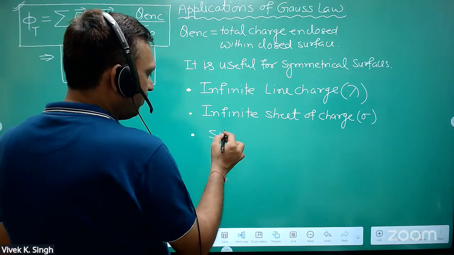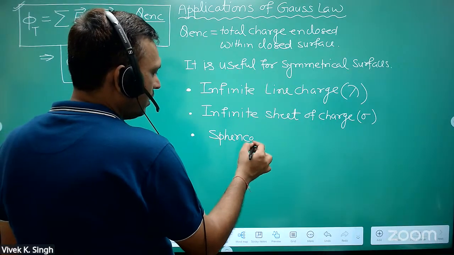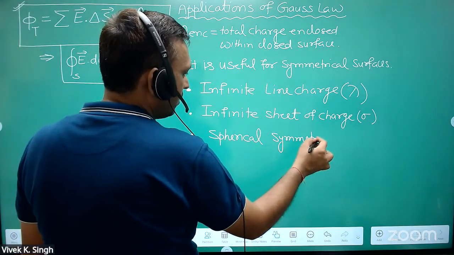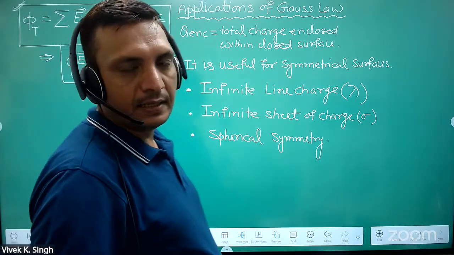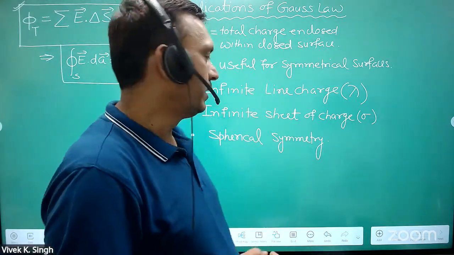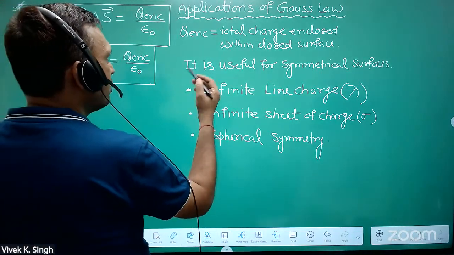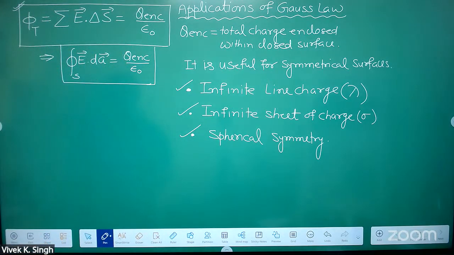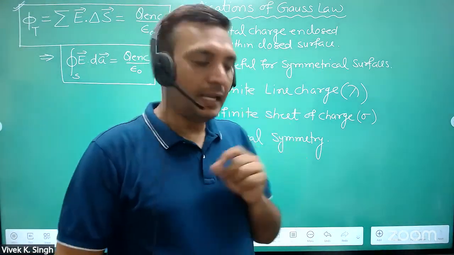Third symmetry is spherical symmetry. We will see a spherical shell, or if you have a solid sphere. So we have to see application of Gauss law in these symmetries. Okay? So we will discuss one by one. So let's see first infinite line charge.